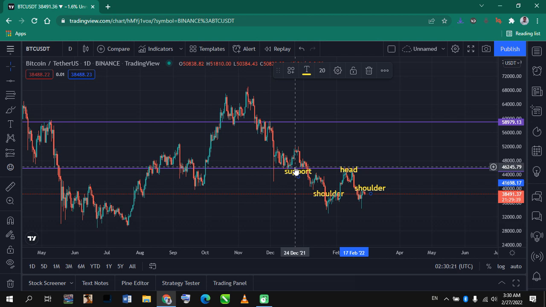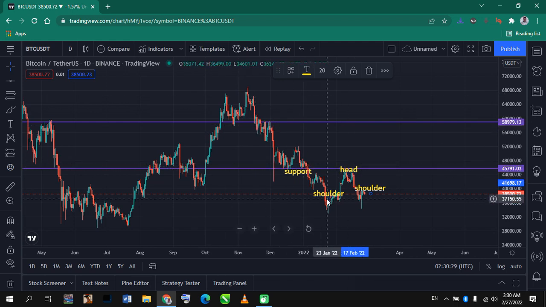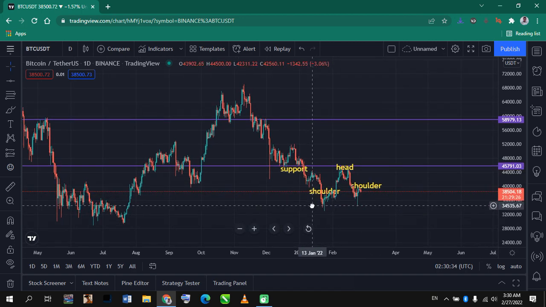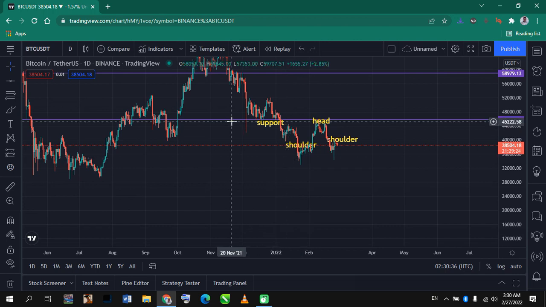So you see this pattern already formed at around this level. This is the head, the shoulder. Same pattern is forming at around this level, and this is the head, this is the first shoulder, this is the second shoulder. So what is the expectation? What is the next price action in the market?